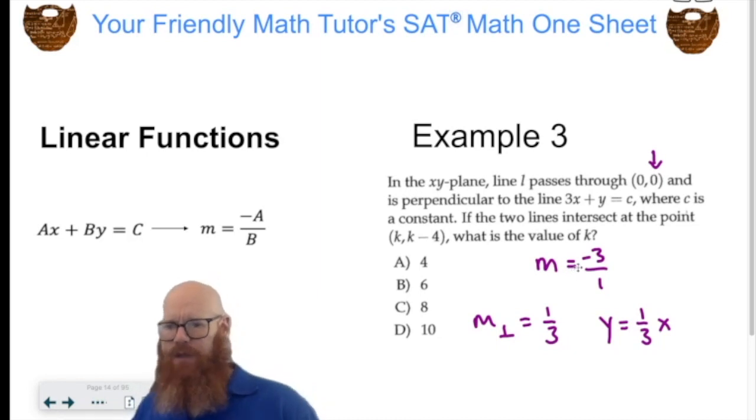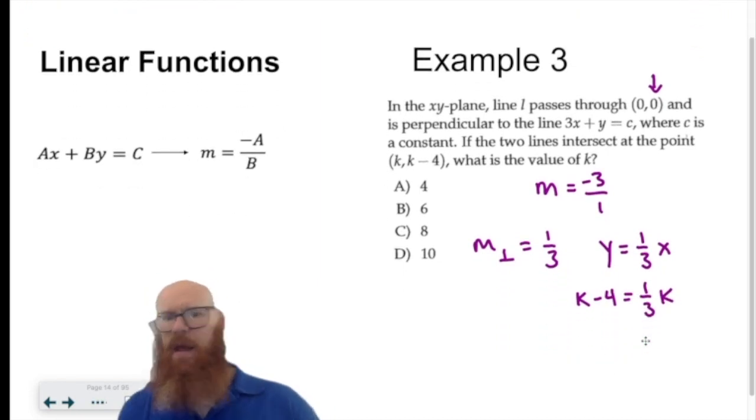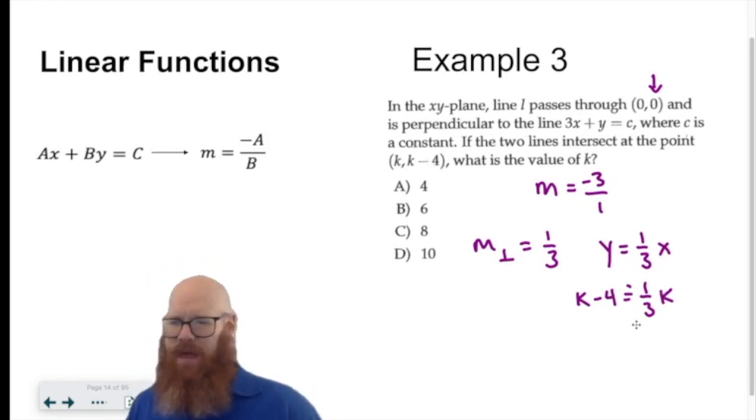Again, just to recap, the slope of this line is negative 3 over 1 because I'm using this formula right here. You could rearrange it. That's not that difficult. But I just wanted to go over it. Sometimes this can be really quick if you can just look at it this way. And now we have the equation of our line, and it goes through the point k comma k minus 4. So now I can do k minus 4 equals 1/3 k. I'm just substituting in k and k minus 4 for x and y. So then I can just solve this.